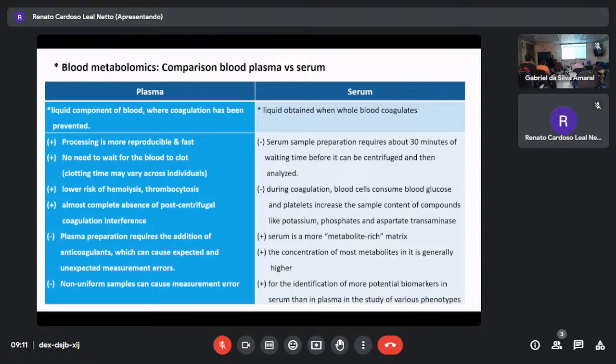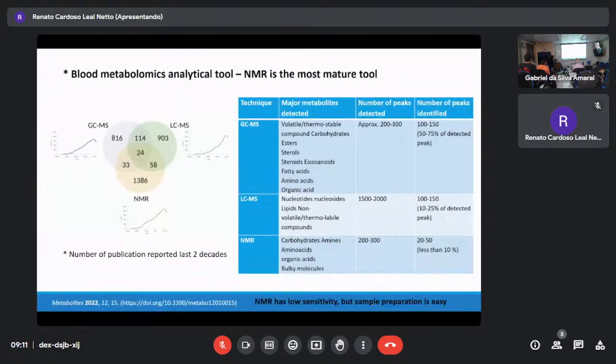There are many kinds of issues. You can compare which one is easier. And then, here, now, blood metabolomics like serum and plasma.